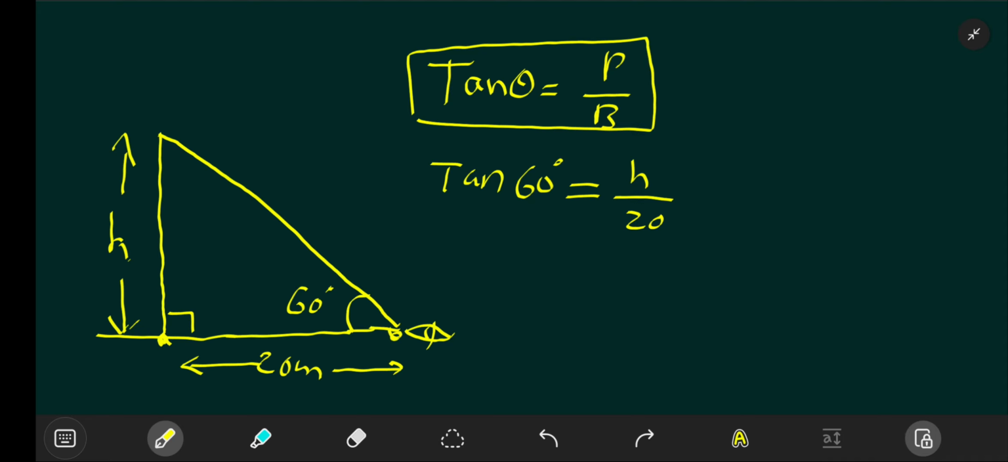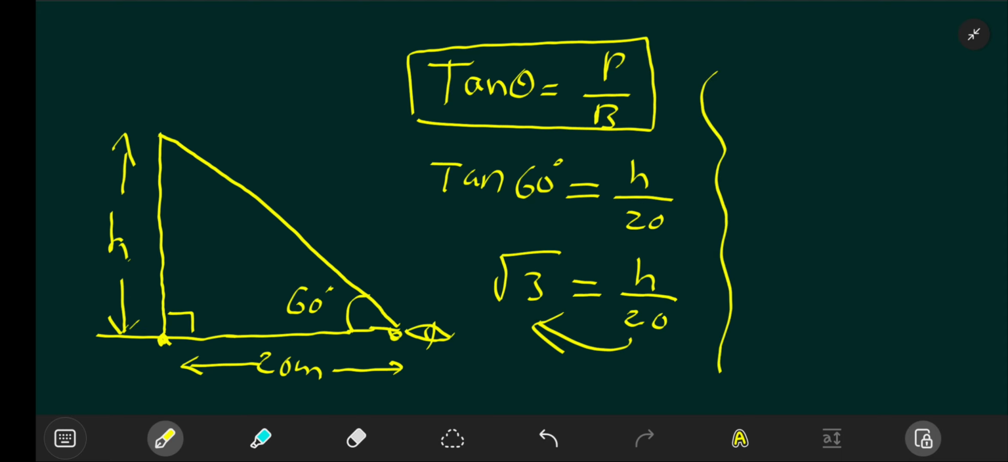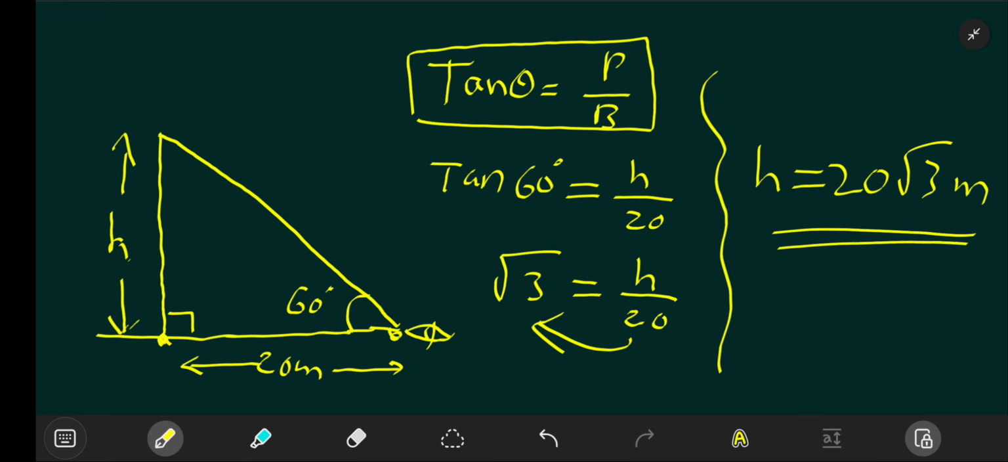Now tan 60 degrees, what is tan 60 degrees? It is root 3, that is equal to h by 20. Send this 20 to the left hand side so that it multiplies. Here it is dividing; when it is sent to the other side of the equal sign, it multiplies. So h equals 20 root 3 meters. This is the height of the pole. This is the answer.